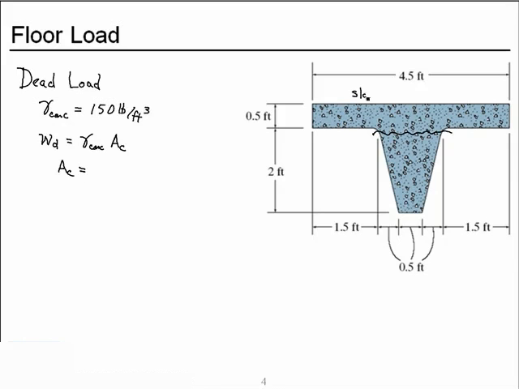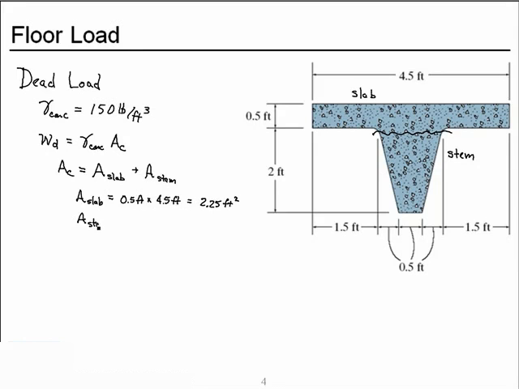We'll have the slab part up above. We'll have the stem down below. So we need to add the area of the slab to the area of the stem. Slab area is a ½ foot thick, 4.5 feet wide, so it's 2¼ square feet of concrete in the cross section.